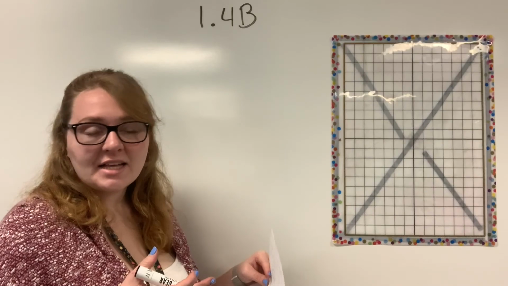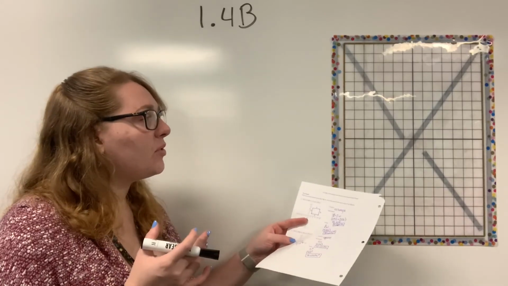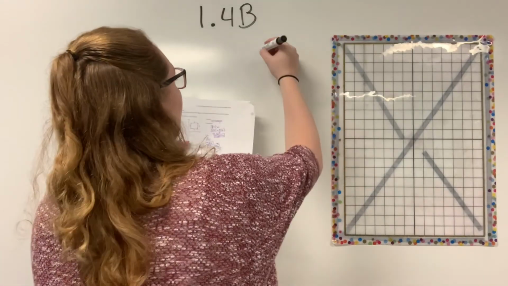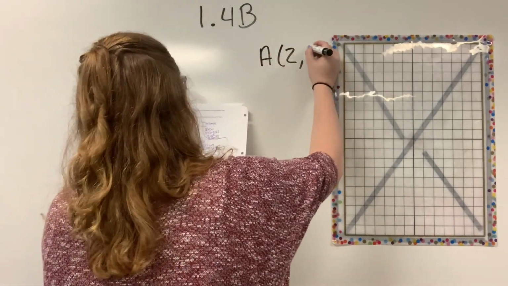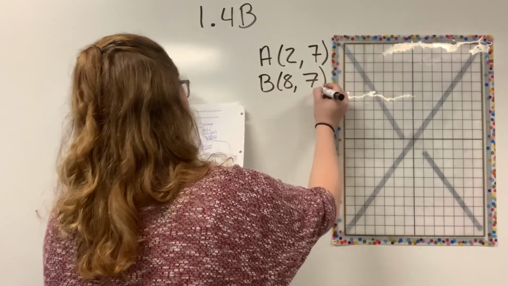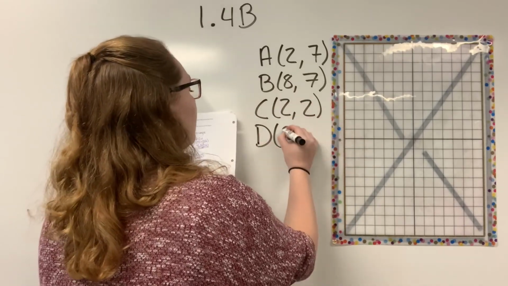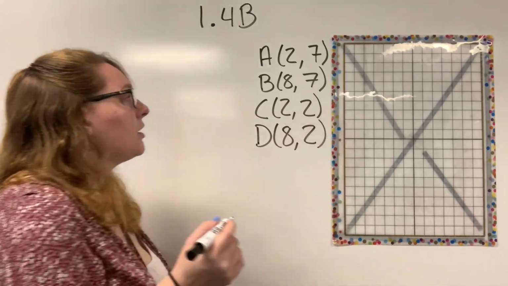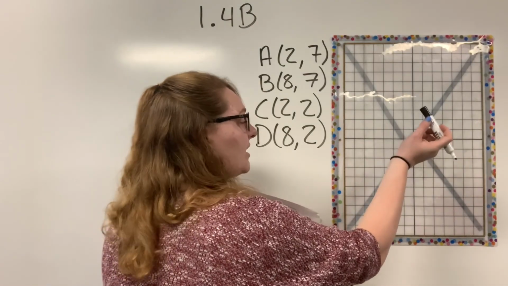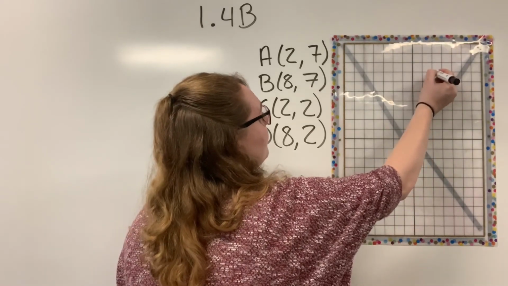Our example first asks us to graph 4 points to see if the shape that we make is a square or a rectangle. So our points are A is positive 2, positive 7, B is positive 8, positive 7, C is 2, positive 2, and D is 8, positive 2. Okay, so remember we have to start at the origin, at the center, at 0, 0. We're going to move to the right 2 because it's positive, and up 7. That's our point A.